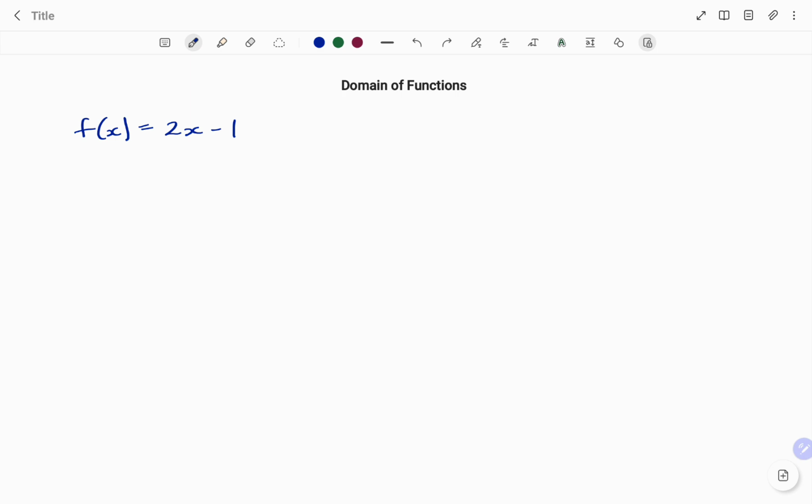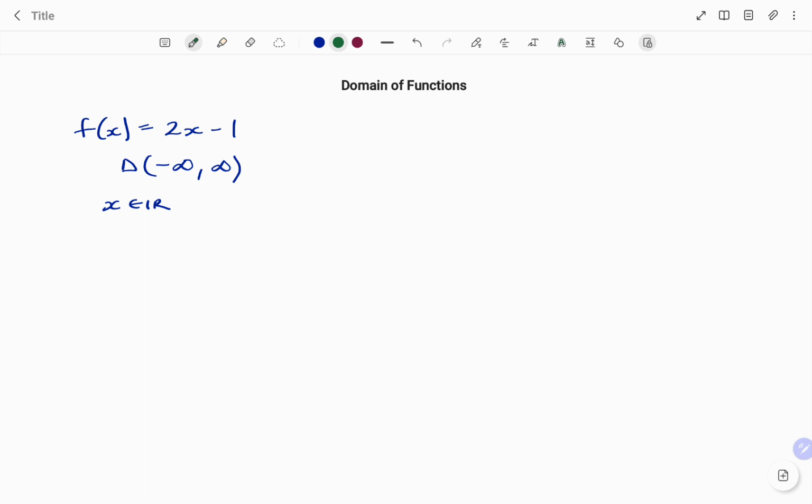Therefore, our domain in this case, using the interval notation, will be numbers from negative infinity to positive infinity. And what that means is x is an element of all real numbers. Let's look at another example.